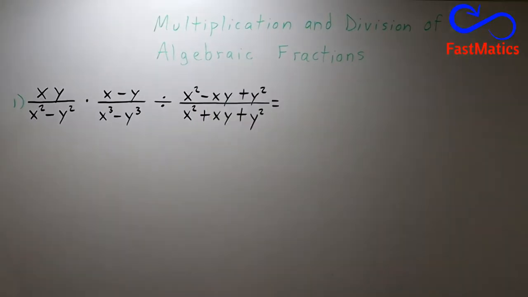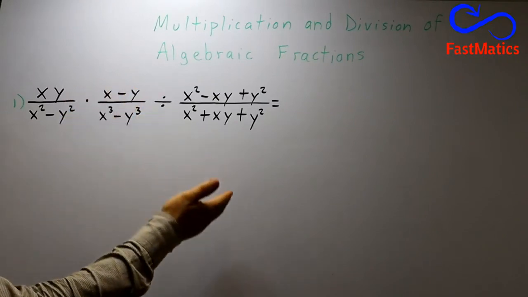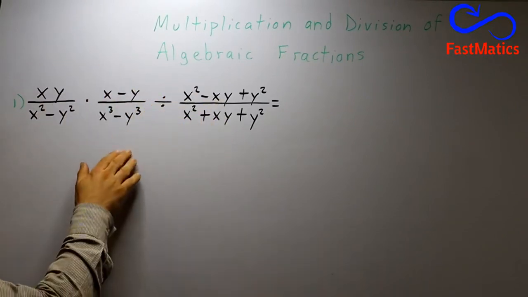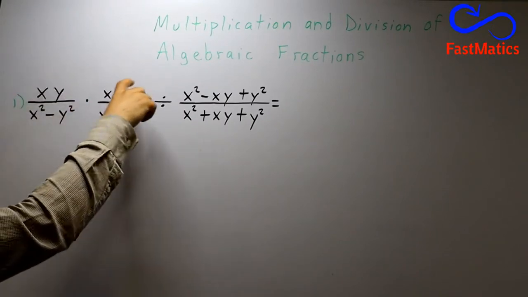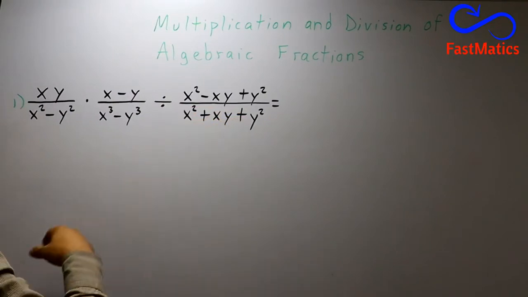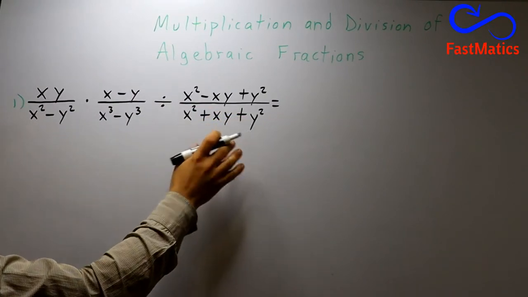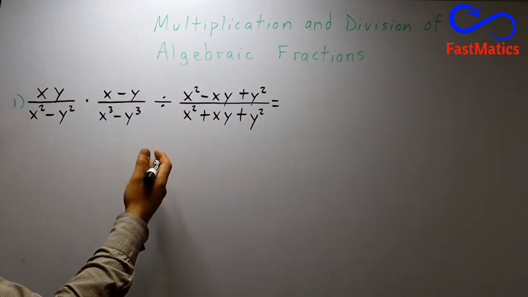Follow me please! First of all, we have to identify if we have addition and subtraction or multiplication and division. Here we can see that there is a multiplication and a division. So, first of all, we have to factorize everything that could be factorized.